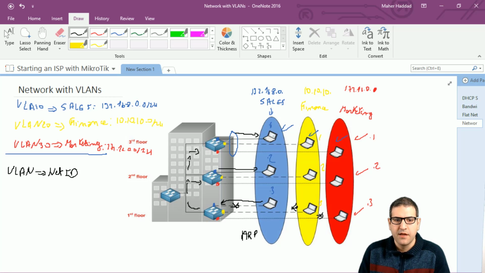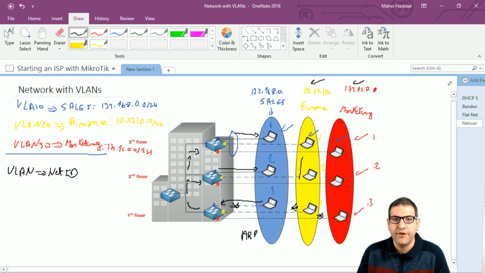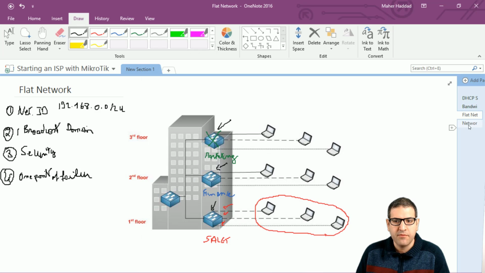So the broadcast is only affecting what is inside the same VLAN. In my case, the finance here, they have no problem. They're still functioning. They don't receive any broadcast. And the marketing also, they're still functioning. They will not receive any broadcast. And this applies to each of the VLANs. Okay, so again, each VLAN creates a broadcast domain by itself. And when the broadcast is sent from a VLAN, it will not propagate to other VLANs. It will stay inside the same VLAN. Okay, so this second problem is solved. The third problem is security.